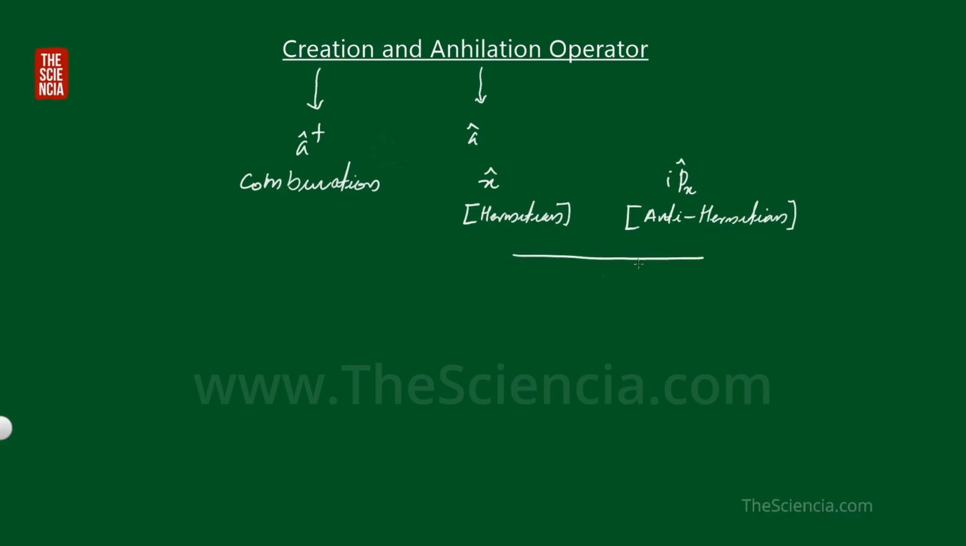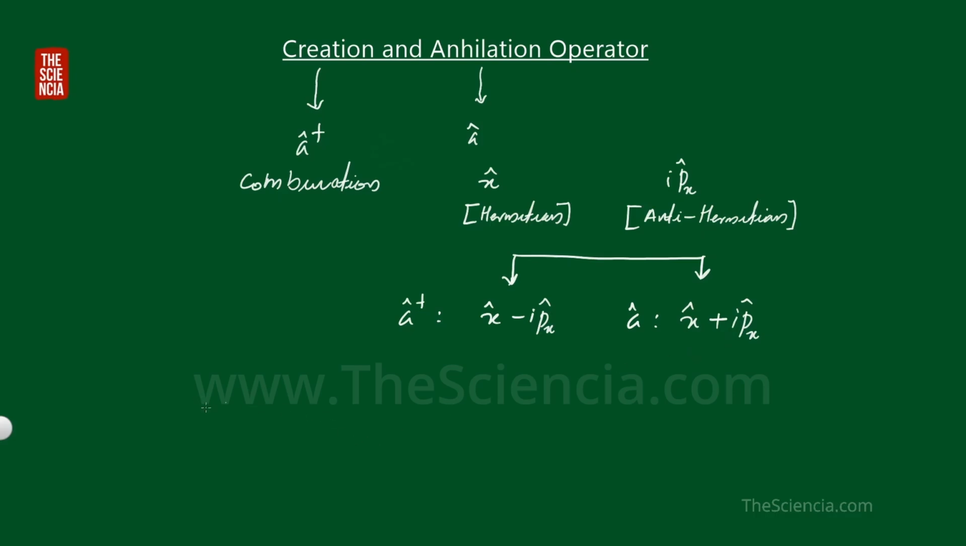So if you combine x and i p x cap, then we will obtain the creation operator a dagger, and if we add, we will obtain the annihilation operator, x cap plus i p x cap. This is not the exact form, but this is the idea.